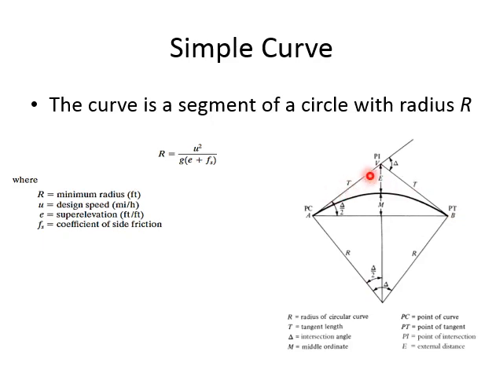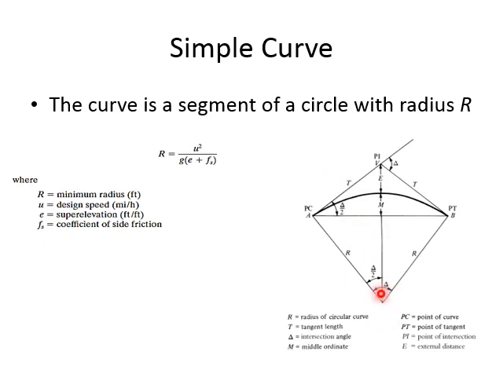Then we have T here, distance T, which is the distance from PC to PI, point of intersection. PI is the point of intersection where the two tangents are intersecting each other, and the angle at which they are intersecting is called delta. We also call it the deflection angle. The radius of the curve is represented with R. This line joining PC to PT we call the chord length, and the angle between the chord and the tangent is always half of delta, half of the deflection angle.